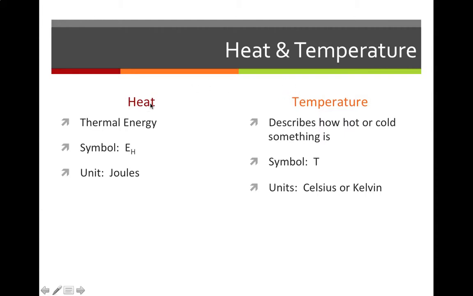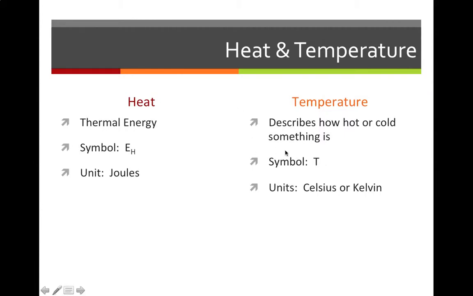An important thing to distinguish is the difference between heat and temperature. Heat is actually energy; it's a form of energy, and it has a symbol E, with a subscript H for heat. It's measured in joules, just like all other energies. Temperature, though, is just a describing word. Where heat is like a noun, a temperature is an adjective. It describes something. We give it the symbol T for temperature, and we measure it in two different ways.